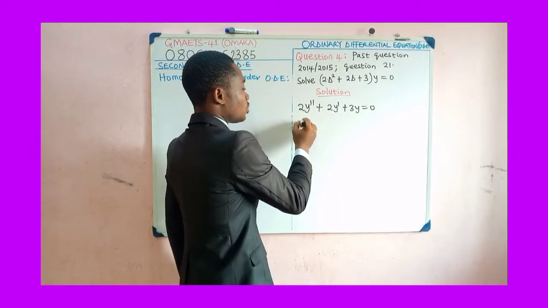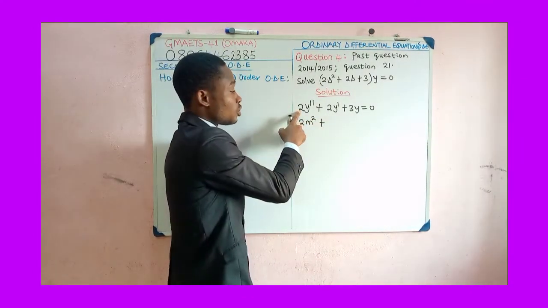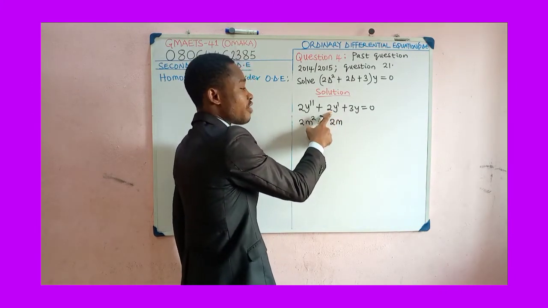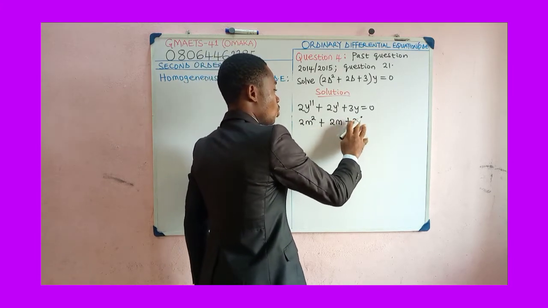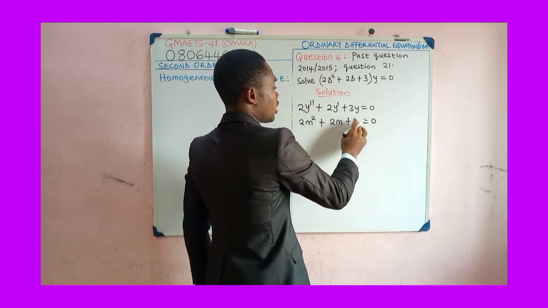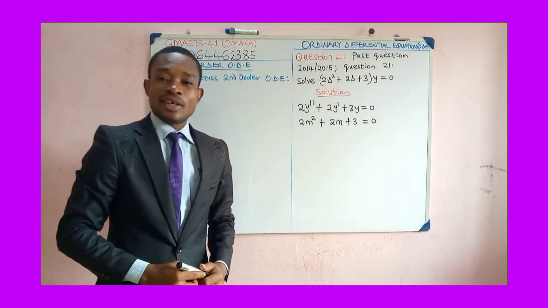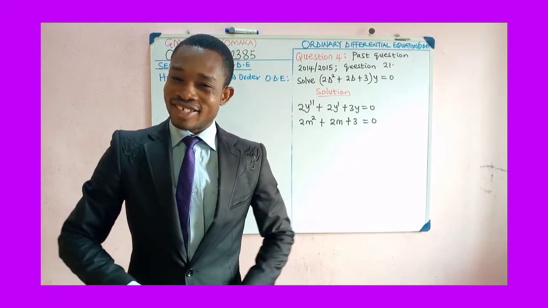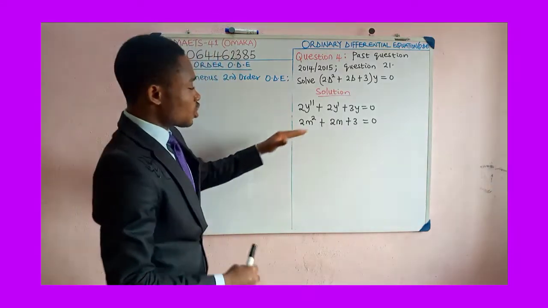The auxiliary equation will give us 2m squared plus 2m plus 3 equal to 0. Take note here, the coefficient of m squared is now 2, and the coefficient of the first derivative is also 2. Okay, so we've worked out this is the auxiliary equation. Now, we want to solve this and remember our trick. So I'm going to be very fast, okay? The complete square method trick we're going to use to solve this.